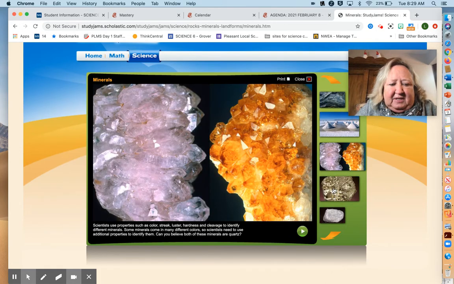Scientists use many properties, and you've had this for a couple days: color, streak, luster, hardness, cleavage. Some minerals come in many different colors, so scientists need additional properties to identify them. These are both quartz, totally different colors. Then we have pyrite and gold, which are the exact same color. So color is not a great property to identify with.